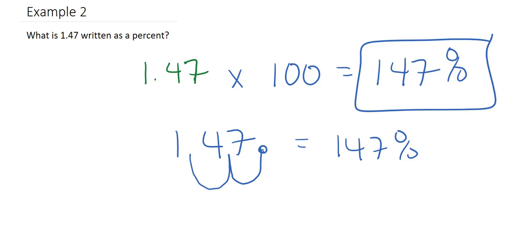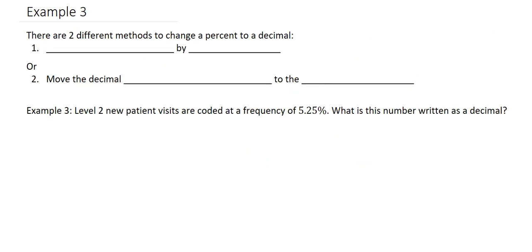Now let's go on and look at converting between a percent to a decimal. In this way, the first method would be to divide by 100. And the next way to solve this would be moving the decimal twice to the left. Example 3, level 2 new patient visits are coded at a frequency of 5.25%. What is this number written as a decimal?